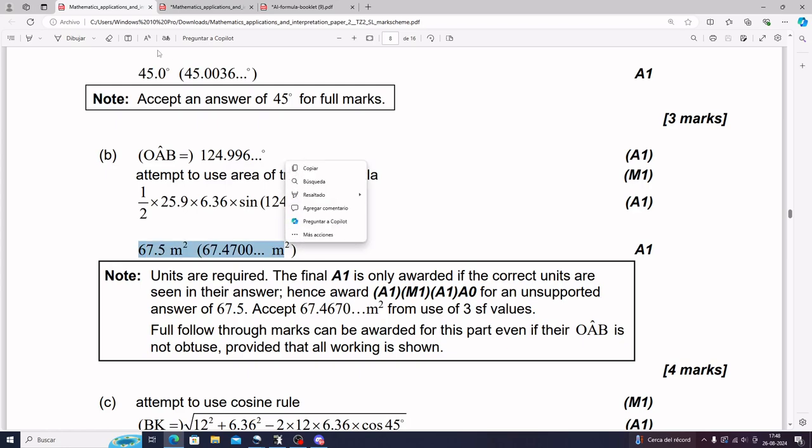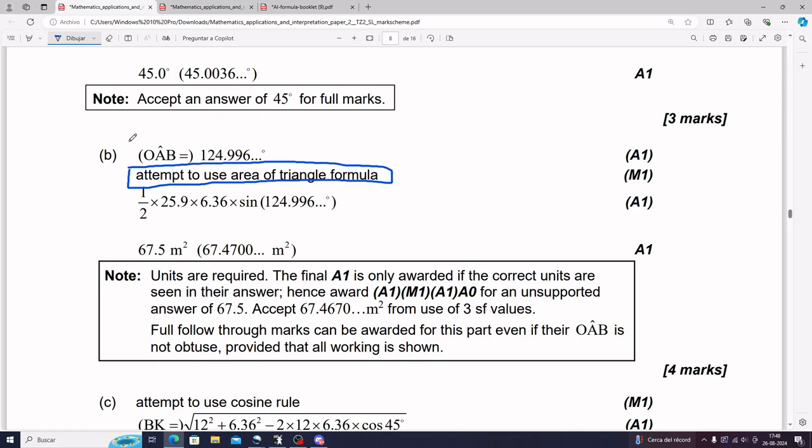So notice once again, all you really had to do was notice that you need to use the area of a triangle formula. Once you realize that, you're good to go. This angle right here, because I used sig figs, you can leave it as 125. It also works. No worries there. That was just the decimals thing.